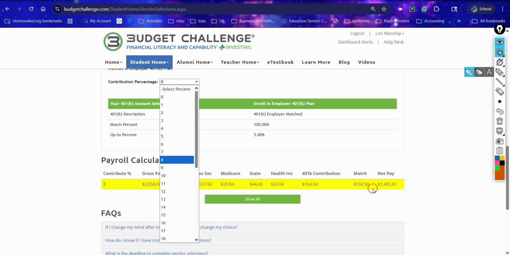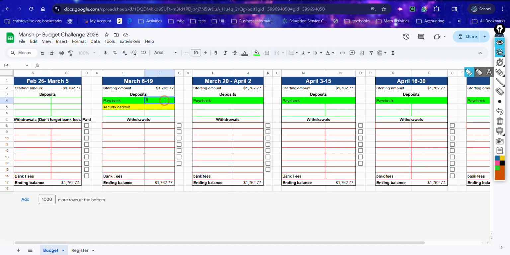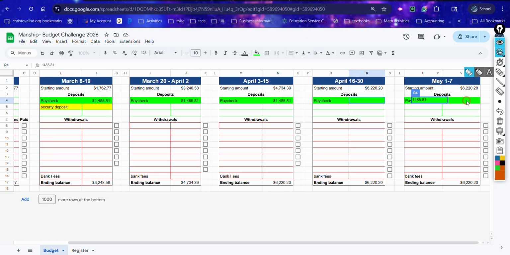Remember, they're matching, almost $103 I'm getting from the employer to go into my retirement account each time. So $1,485.81 is the number I write here. Once I do that, you'll see that my ending balance increased because that deposited, and then it's going to carry over as it goes through. Then I'm going to record that same number on each of these. Okay, so I've recorded $1,485.81 all the way through for all my paychecks.